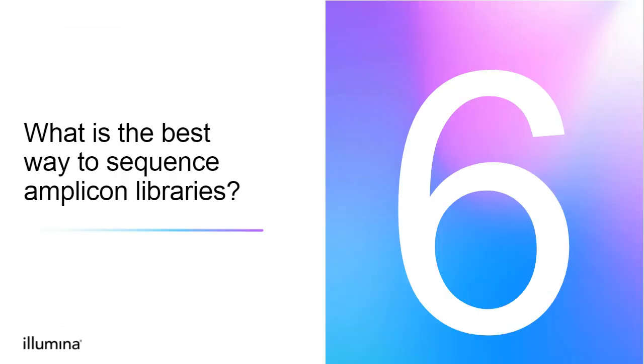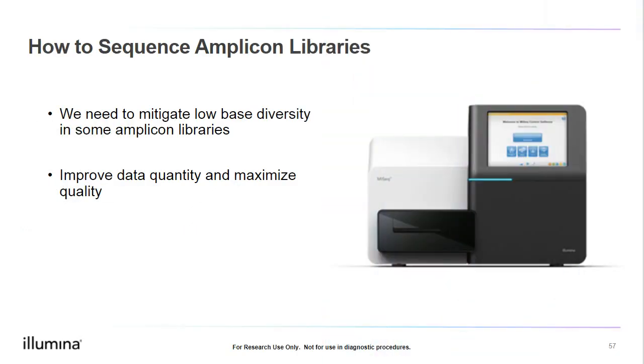Now that we've discussed how low diversity can impact our run, let's cover the best way to sequence low diversity amplicon samples. We want to mitigate the low diversity of libraries in order to improve data output and quality. If we have higher diversity amplicon libraries, we may not need to use the upcoming strategies to improve the run. If you have any questions about the best way to sequence your amplicon libraries, please feel free to reach out to technical support.